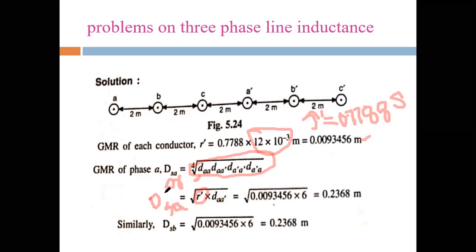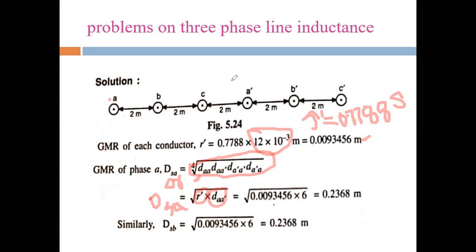Then we substitute the GMR in the Dsa formula. What is the Dsa formula? It is the square root of r dash into DAA dash, where r dash means the GMR. r dash is 0.0093456. Next we find out DAA dash.